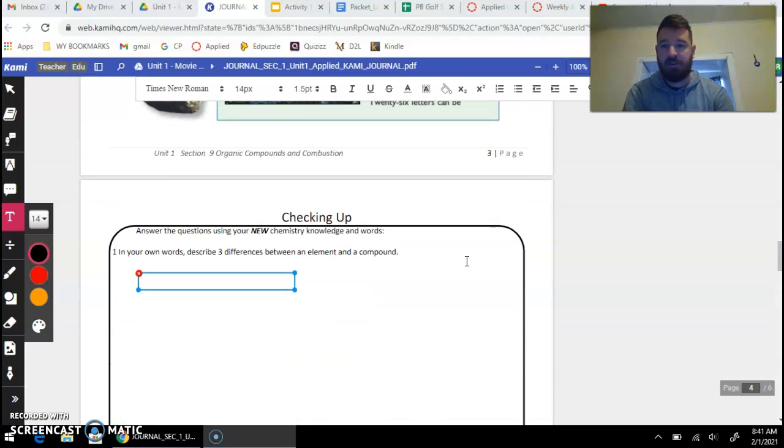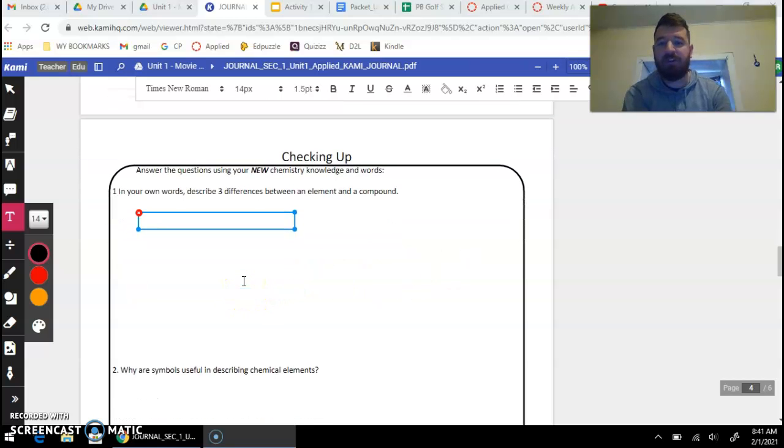Alrighty. So in your own words, checking up questions. In your own words, describe 3 differences between an element and a compound. This might be something you want to star. Hint, hint, wink, wink. You might be seeing something like this later. So, one difference between an element and a compound is that an element cannot be broken down. We showed in our lab that a compound can be broken down into its separate elements using methods of chemical separation, but we cannot break down an element.